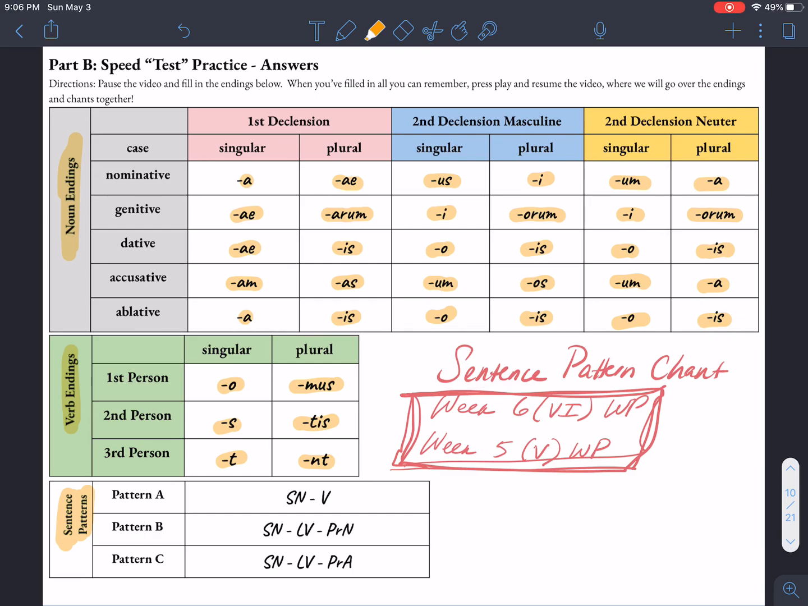Pattern A has a simple form. It's made with a verb and a subject noun. SNV, SNV. Pattern A has a simple form. Pattern B is a pattern of being. Two nouns surround a small LV. SNLV, PRN, SNLV, PRN. Pattern B is a pattern of being. Pattern C is similar to B. A noun needs an adjective, don't you see? SNLV, PRA. SNLV, PRA. Pattern C is similar to B.